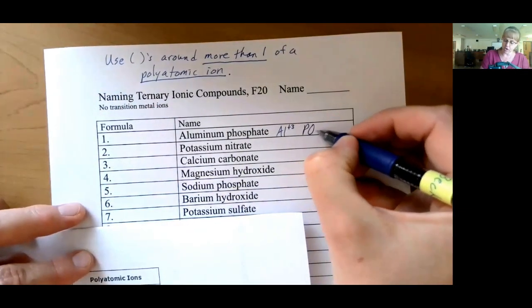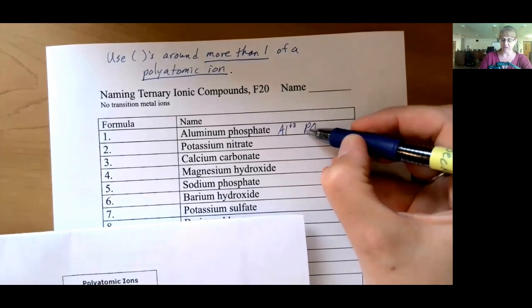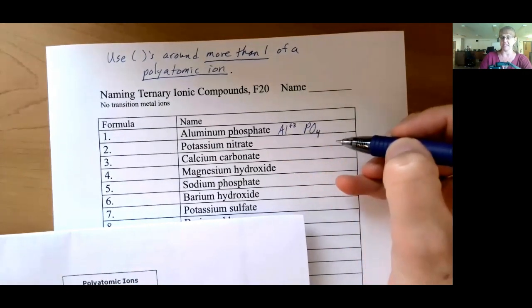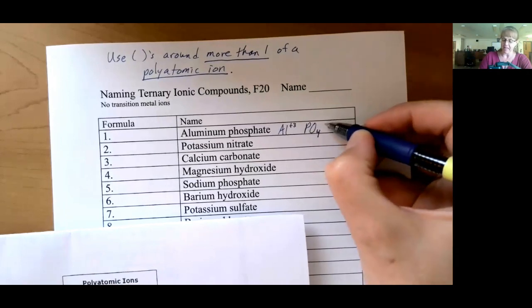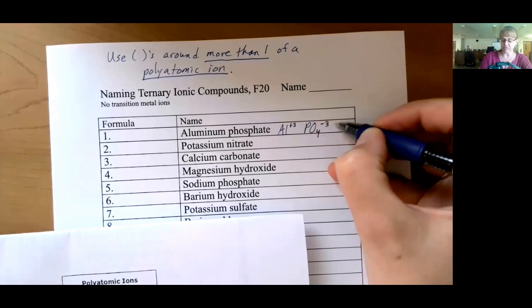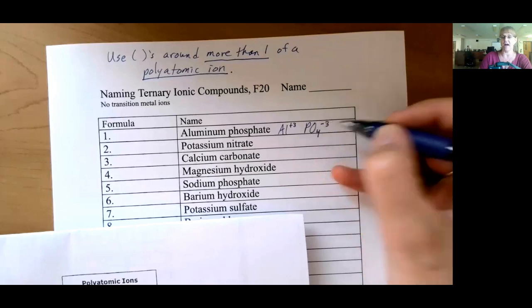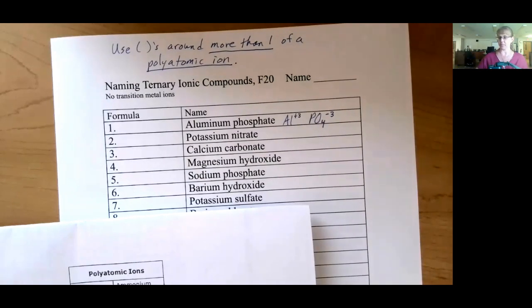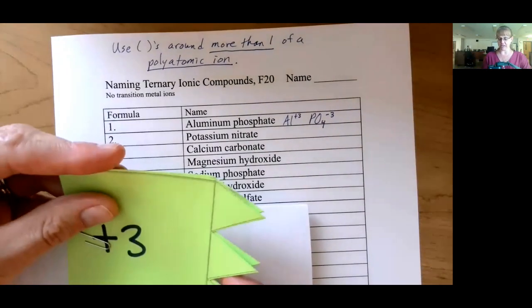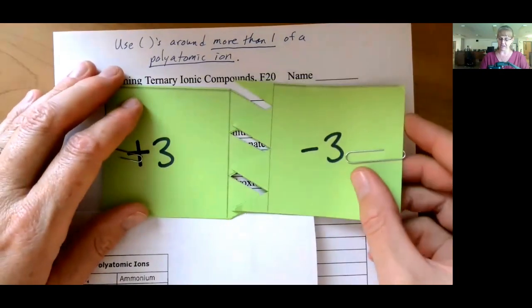So PO4, you always say the subscripts first because we have 1 phosphorus and 4 oxygens. That's what PO4 means. Then you say the charge -3, because this -3 doesn't just go on the oxygens, it goes on the phosphorus too. It goes on the whole entire ion. So, if aluminum has a positive 3, we need to get the positive 3 cards, and phosphate with a -3, the -3 cards.